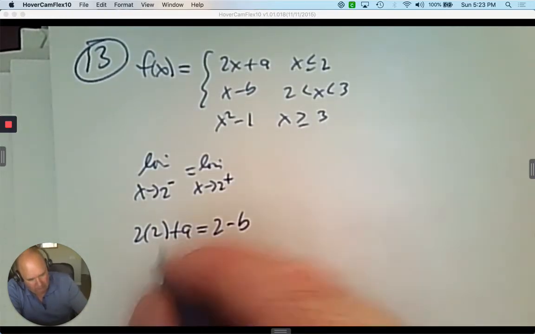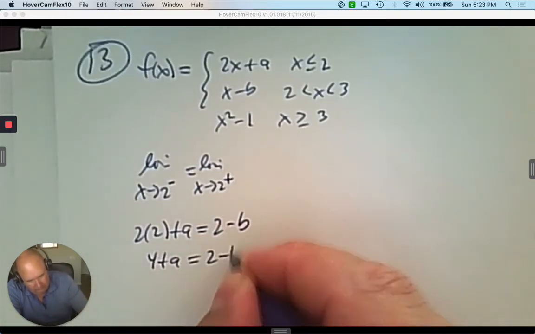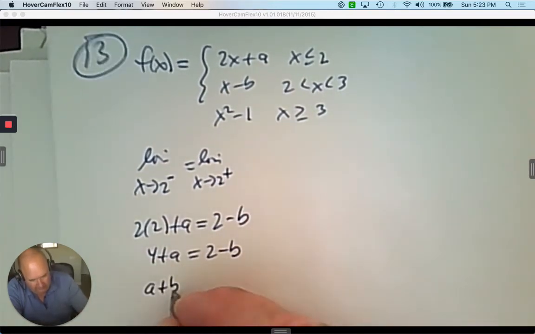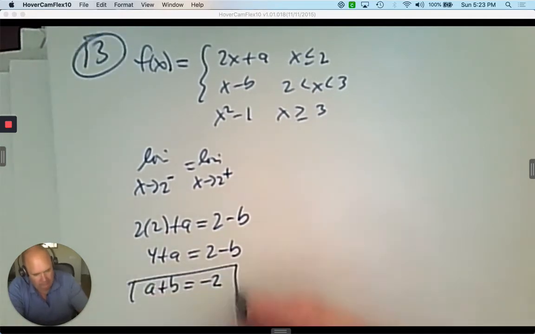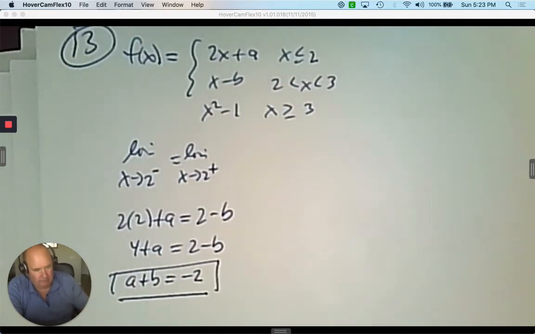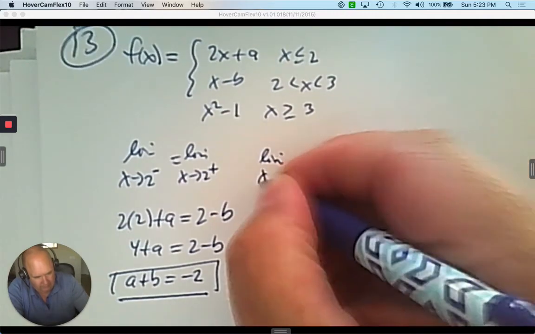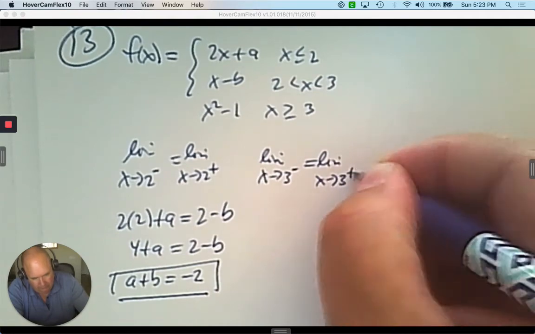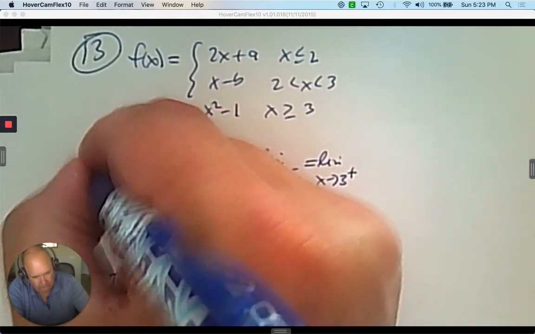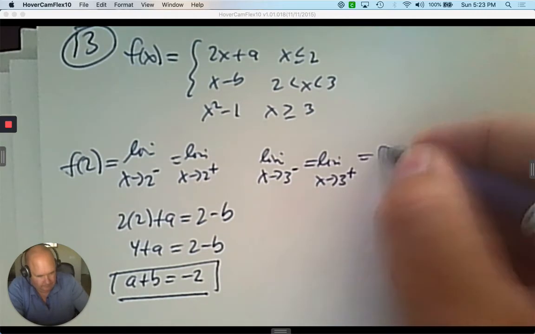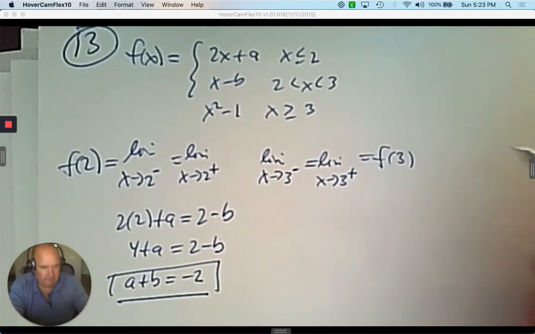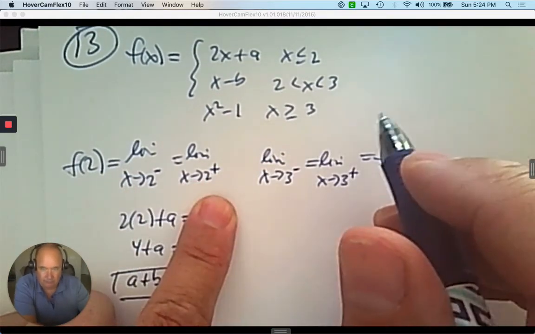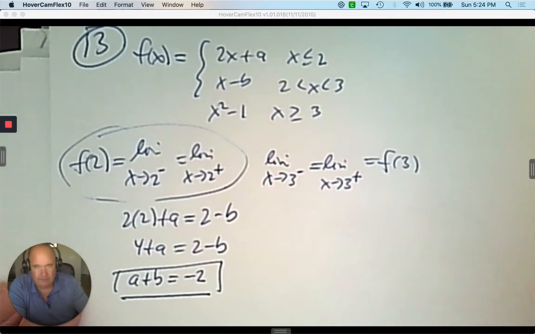So I have 4 plus a, 2 minus b. I'm just going to clean this up a bit. So I'm going to add b and subtract 4. So now I have an equation to work with. The other part that would make it continuous is that the limit as x approaches 3 from the left equals the limit as x approaches 3 from the right. Oh, it would also have to equal this. That's the definition of continuity. So the value of the function and the limit as it approaches from the left, the limit as it approaches from the right, if all of these are the same answer, it's continuous.